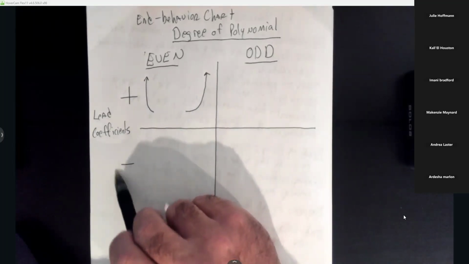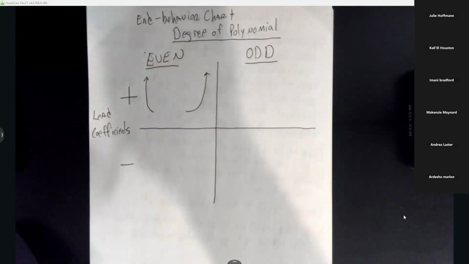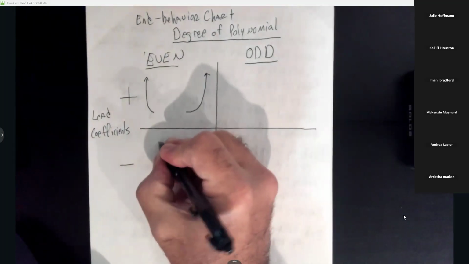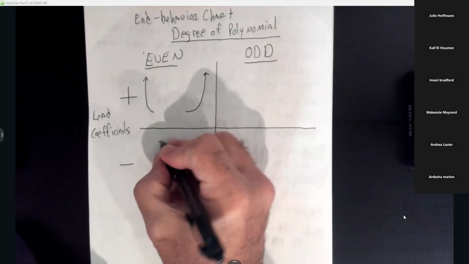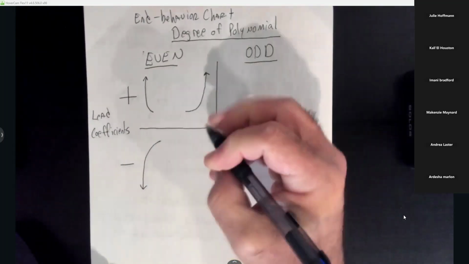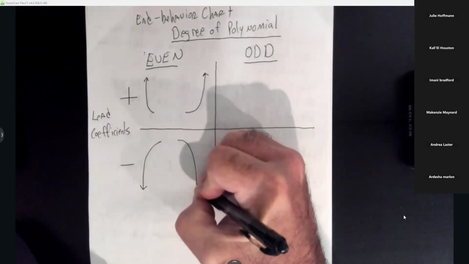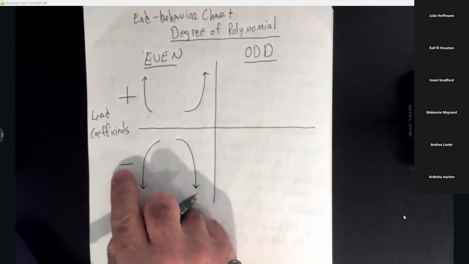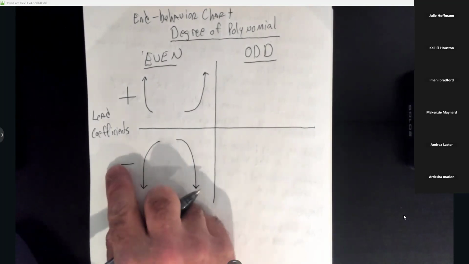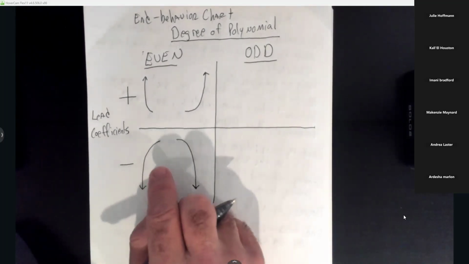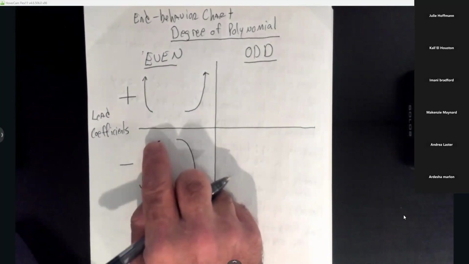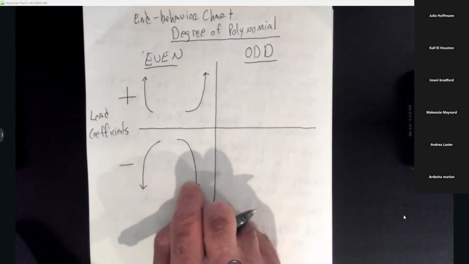And then what happened if we put a negative in front of them x squareds? It flips them over. So if it's negative in the front and an even degree, then both ends of that graph are going to head down. So a negative x squared, a negative x4, a negative x6. Any even degree with a negative lead coefficient, both ends will head down. Okay?